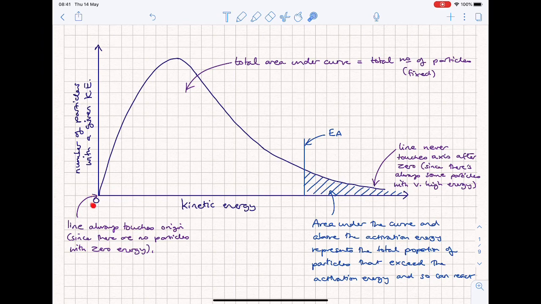and you always label this zero. Secondly, there's no maximum energy for a given particle, so this curve never touches the x-axis, except at the origin. Finally, the total area under the curve represents the total number of particles in the system.